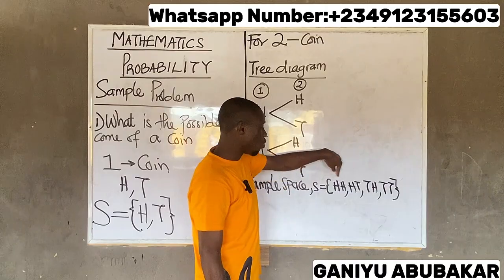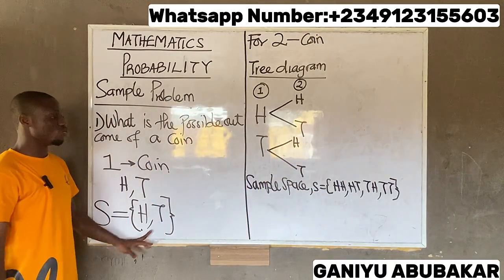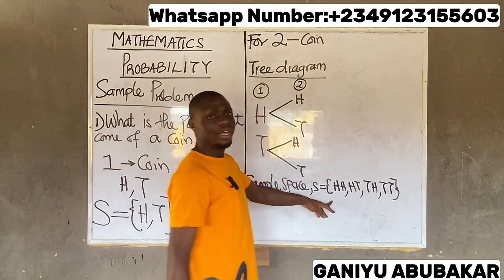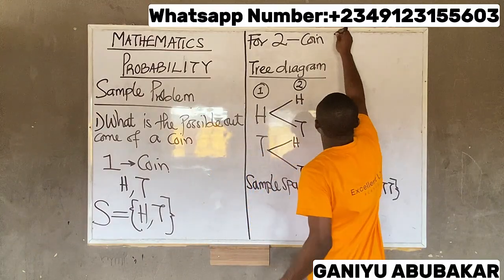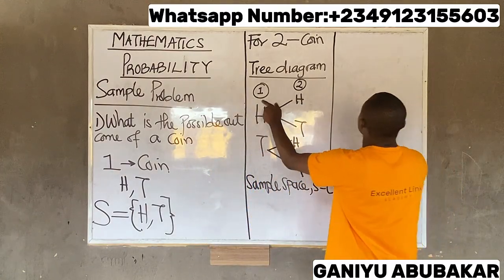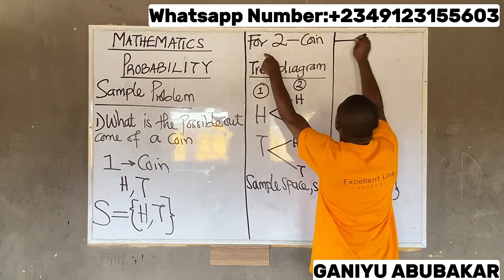It is 4. 1, 2, 3, 4. The total outcome for one coin is 2. The total outcome for two coins is 4. Now, this is the tree diagram pattern. If I don't want to use a tree diagram, let me show you another way to do it.